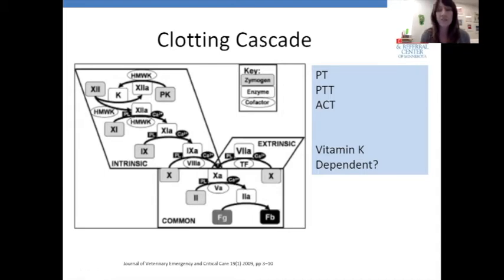Now, which of these factors are vitamin K dependent? We're going to move into vitamin K dependent clotting factors and what it means to be dependent on vitamin K. I'll give you guys a minute to think about that. And here in a moment, we'll have our answer.